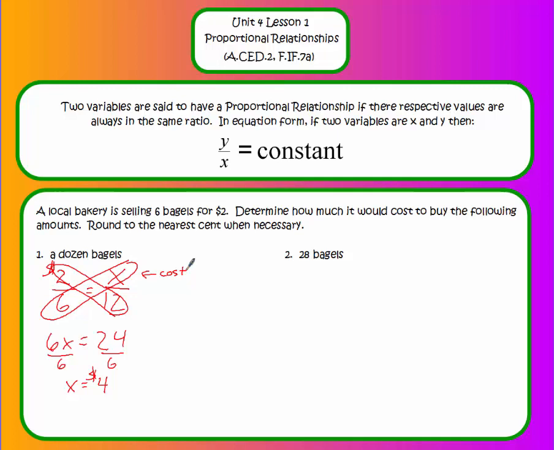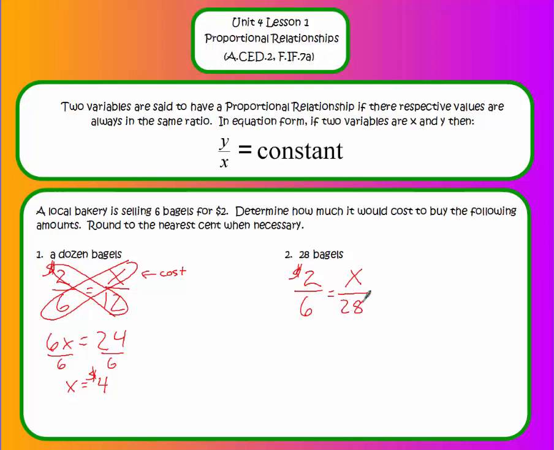So that was quite easy. We already knew that, though. We knew if we had 6 bagels for $2, then 12 was going to be $4. Okay, but what happens when the number's not so nice? Well, you do it the exact same way. So that's why it was important to be able to set this last one up. Okay, so we're going to set this up the exact same way. For 28 bagels, what do I know? I know that $2 for 6 bagels is going to equal whatever this cost is over 28 bagels.